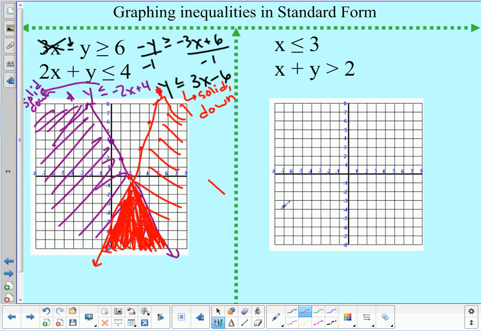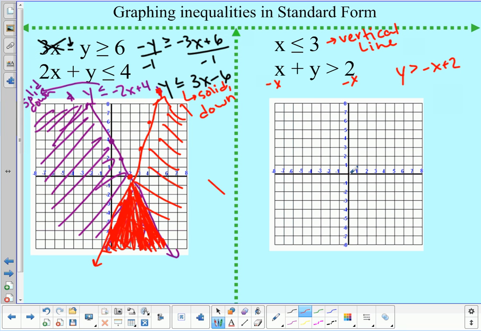In number 4, I have x is less than or equal to 3, and I have x plus y is greater than 2. Now, the top line can't be solved for y because there is no y. This is a vertical line at x equals 3. Okay, when I have no y value, that means I'm looking at vertical lines. This bottom one, I just need to move my x over. So I have y is greater than negative x plus 2.